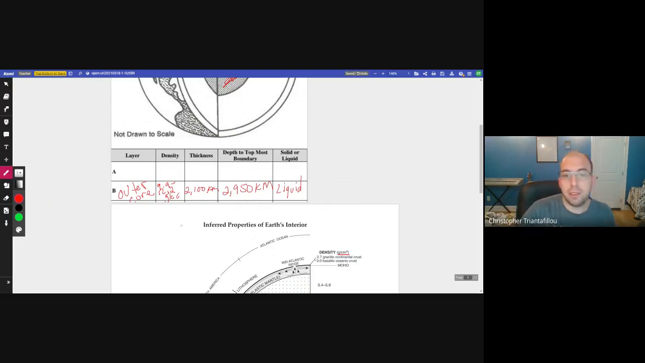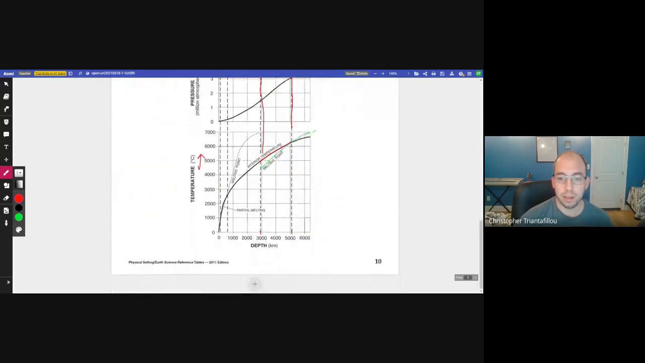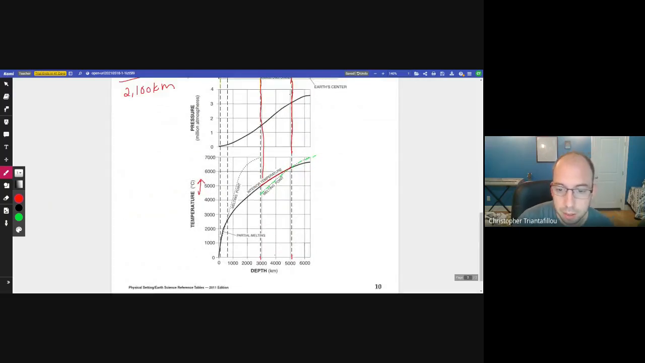Now, what if it asks at what pressure is 4,000 kilometers down? Well, I would start here, and I would see 4,000. I'd follow this line all the way up to where it meets this solid line right there. And then I'm just going to read left. And I get a little less than 2.5. So I would say the pressure would be 2.3 million atmospheres.